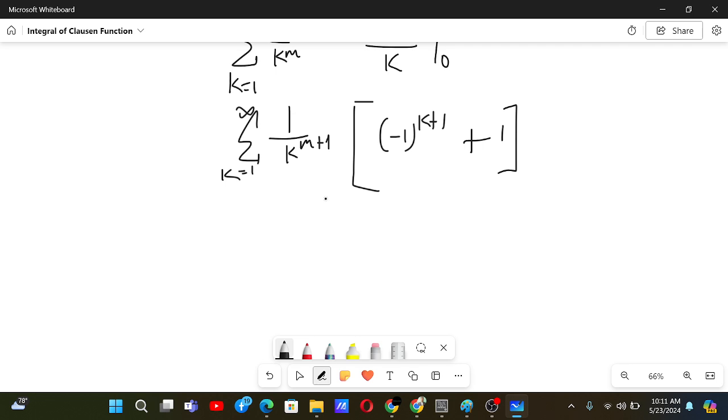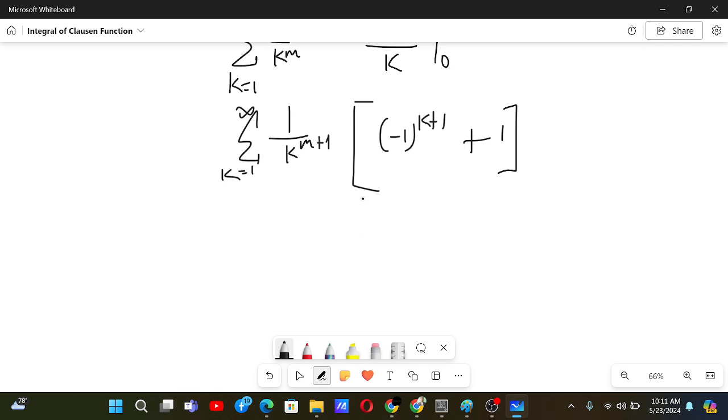Now it seems like we will have something. What will we have? We are going to have two different sums. One of them is just a Riemann zeta sum. And in the other sum, the odd terms are positive: 1 by 1 to the power m plus 1, 1 by 3 to the power m plus 1, 1 by 5 to the power m plus 1.